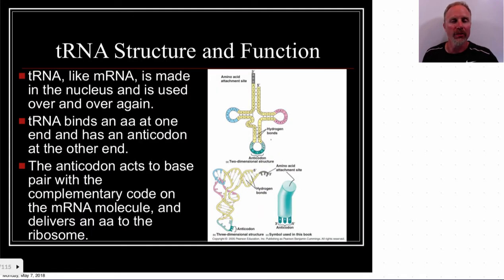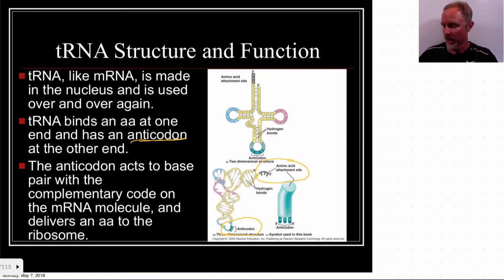All right, so the transfer RNA now, this is what's going to bring the amino acids to the actual ribosome. And like the messenger RNA, these things get made in the nucleus and they're used over and over again. What they do is bind to the particular amino acids. And then on the other end, you have the binding end, and then you have this anticodon end, okay? This anticodon part right here is the part that's going to bind to or match up with the messenger RNA to ensure that the correct amino acid gets added in.